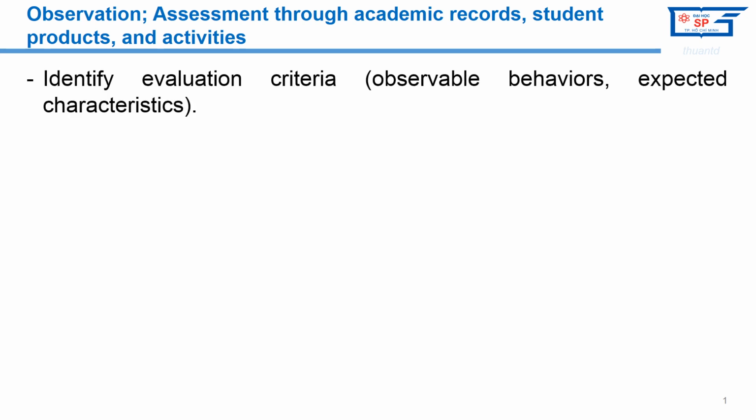Observing a class, different teachers may be attracted and captivated by various factors in the teaching session. Therefore, for consistency and clarity in implementing observation methods, assessment through student portfolios, products, and activities, teachers should define evaluation criteria as behavioral indicators, expected characteristics based on the required qualities and competencies.